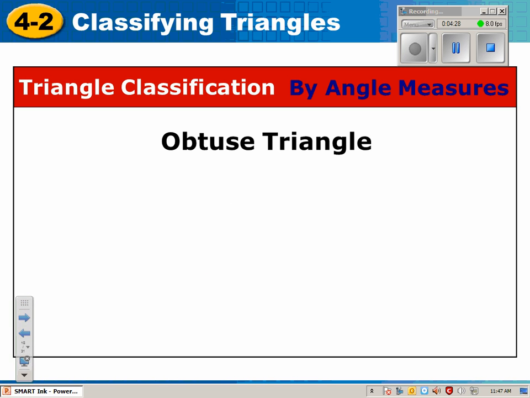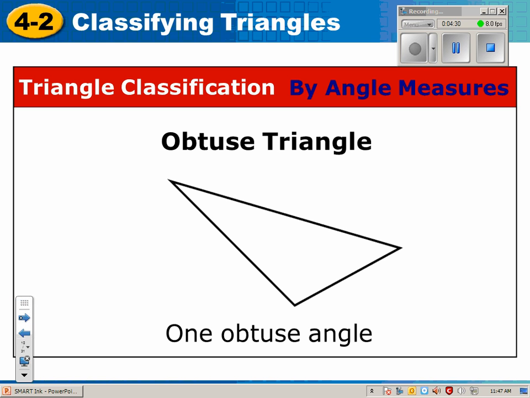Obtuse is if it has one obtuse angle, and what does it mean to be obtuse? Greater than 90. So there's 4 ways to classify triangles by angle measures. It can be acute, equiangular, right, or obtuse. Acute, equiangular, right, or obtuse. Questions on that?